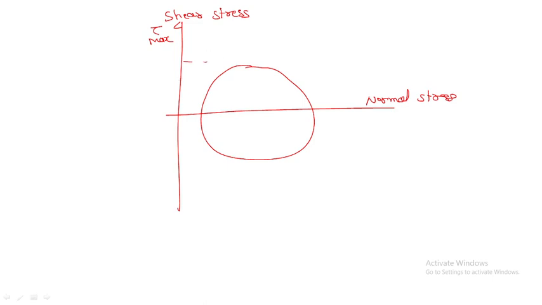Okay, so what is the value of this one? This is tau average and tau max, and at this point what is the value? Sigma 2 comma 0, or normal stress comma 0. At this point it is tau average.